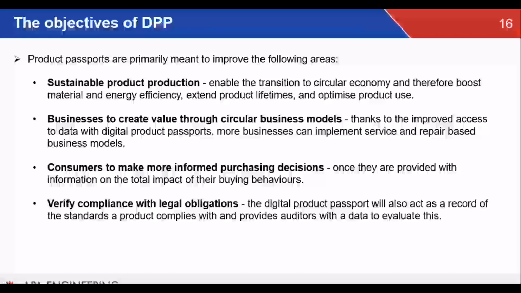So moving to the next one, here are some of the areas that the product passports are meant to improve. The first one is sustainable product production, by enhancing the use of materials and energy, extending the life of products and maximizing product performance. The second is enabling businesses to create value through circular business models, by making it possible to use service and repair based business models.